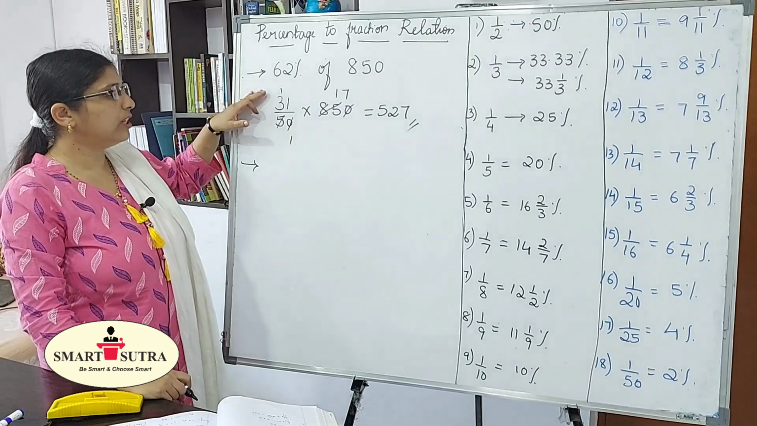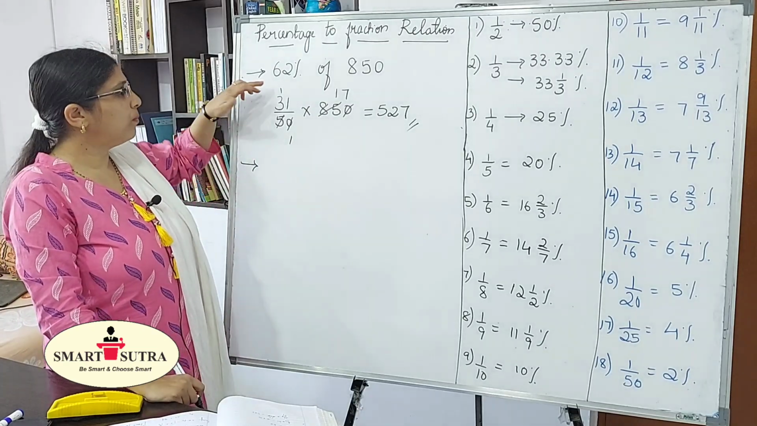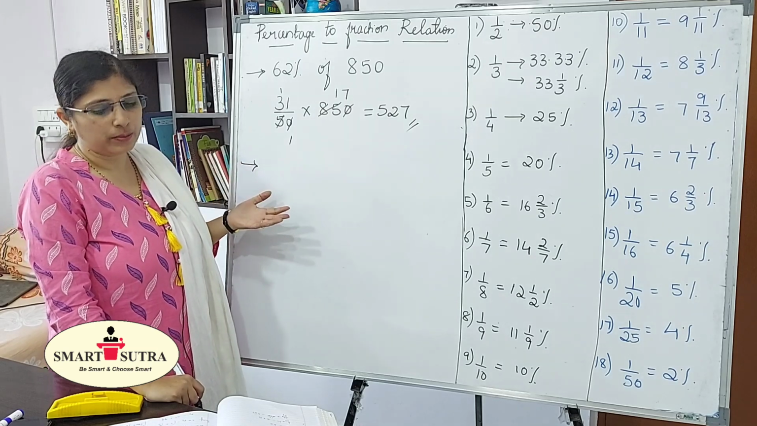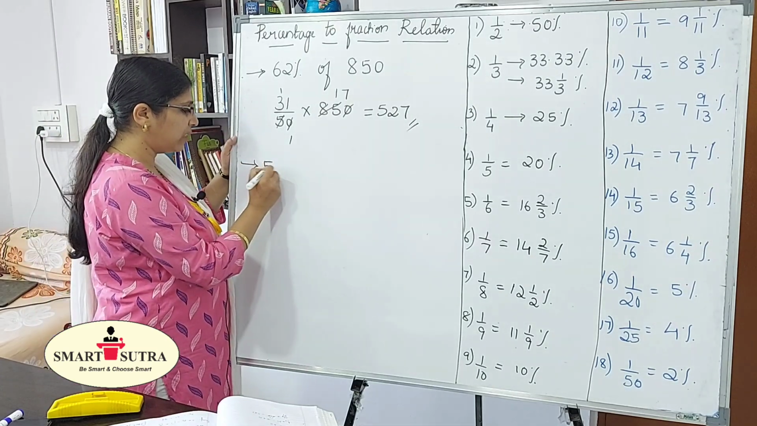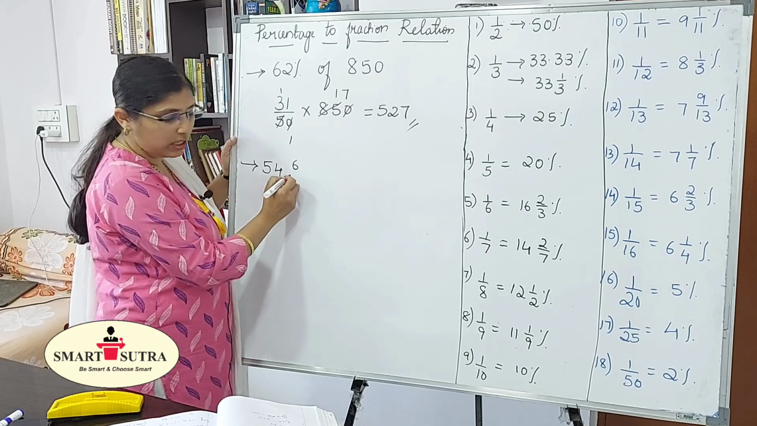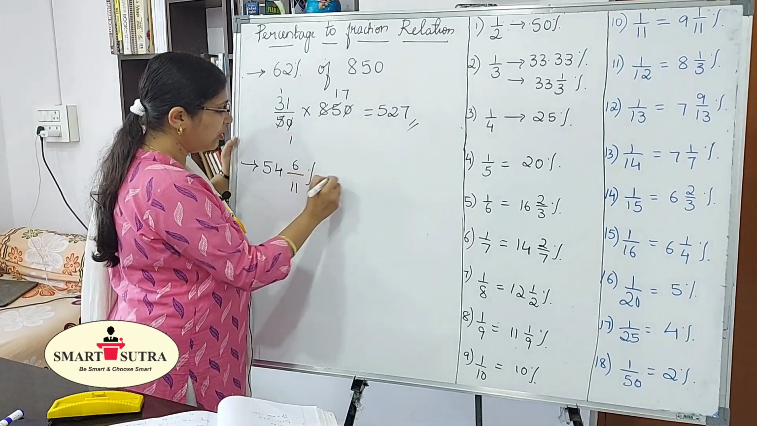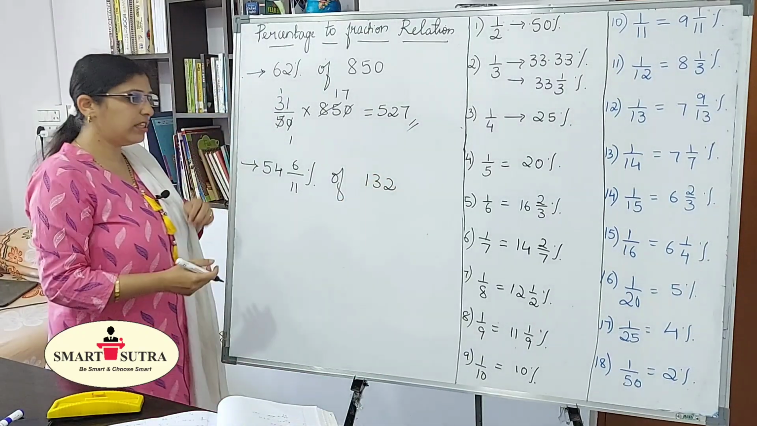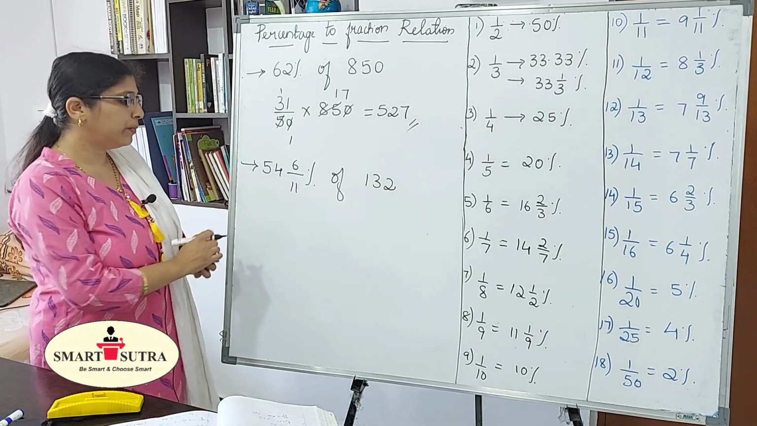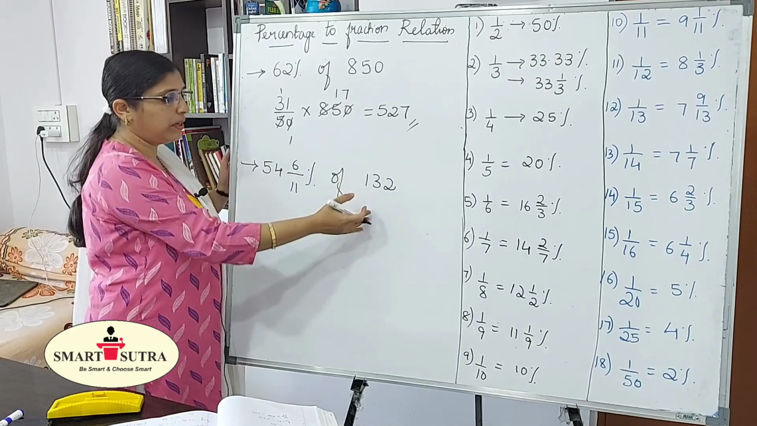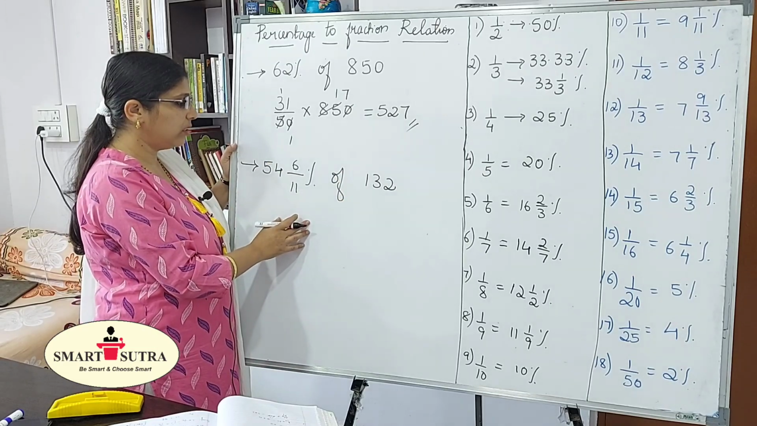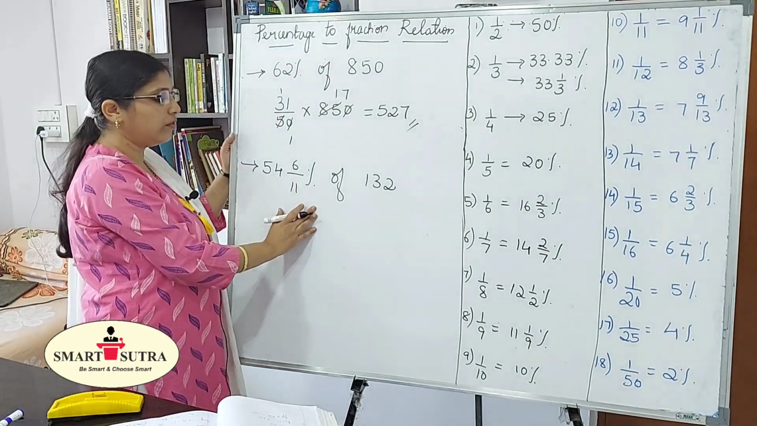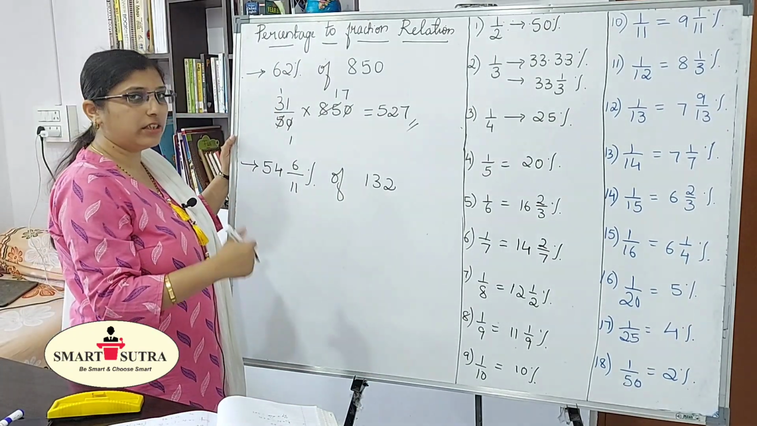These problems that we did were very simple. But if the percentages are very difficult, now for example, we'll see the next problem, that is 54 6 by 11 percentage of 132. Now is this easy to solve? Bringing this into a proper fraction and then multiplying is very difficult, isn't it? But if you know these fractions, this can be solved within a few seconds. How is that? Let us see.